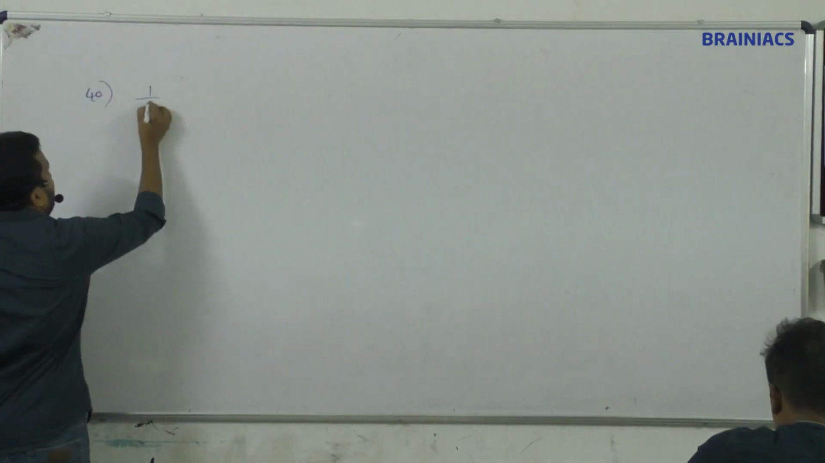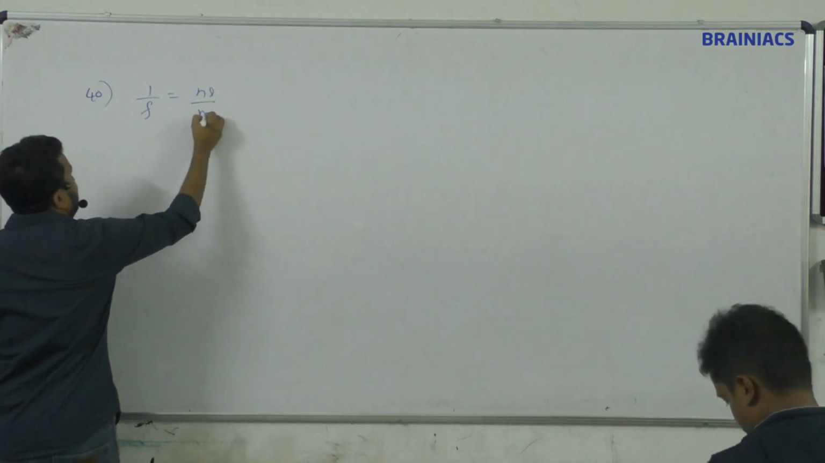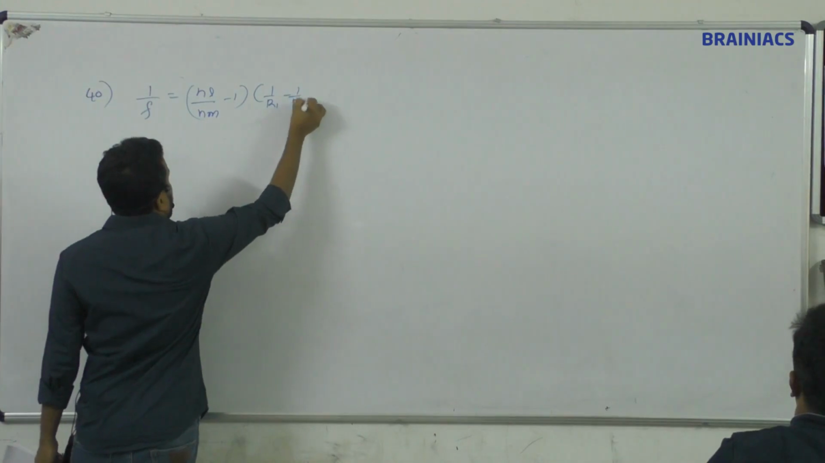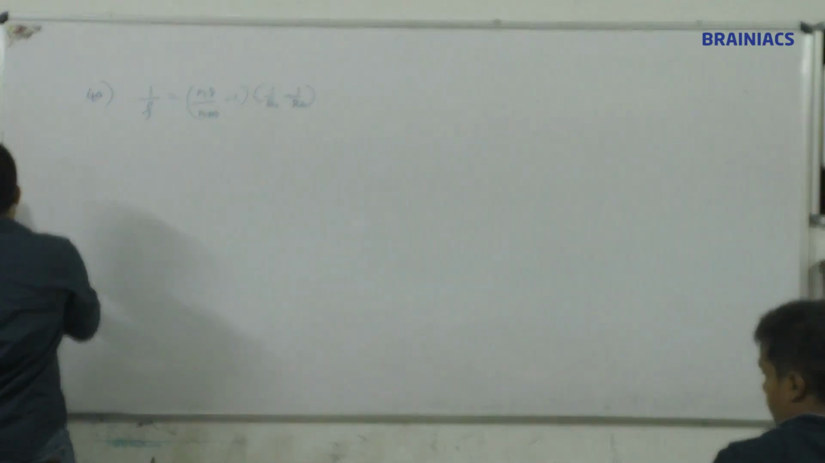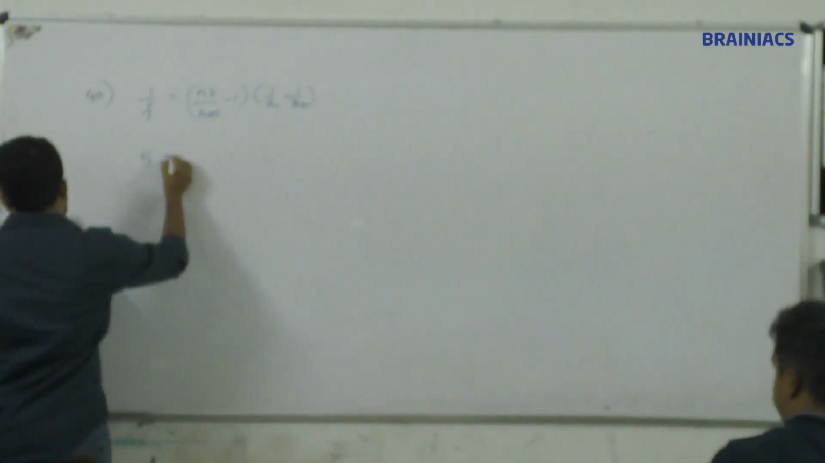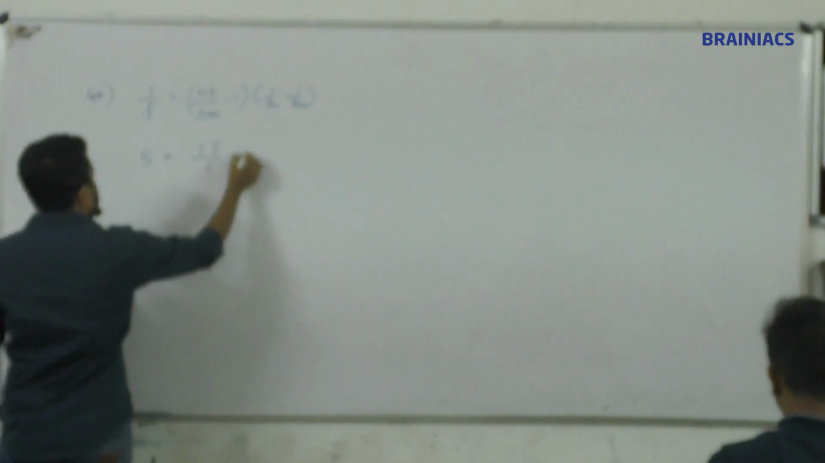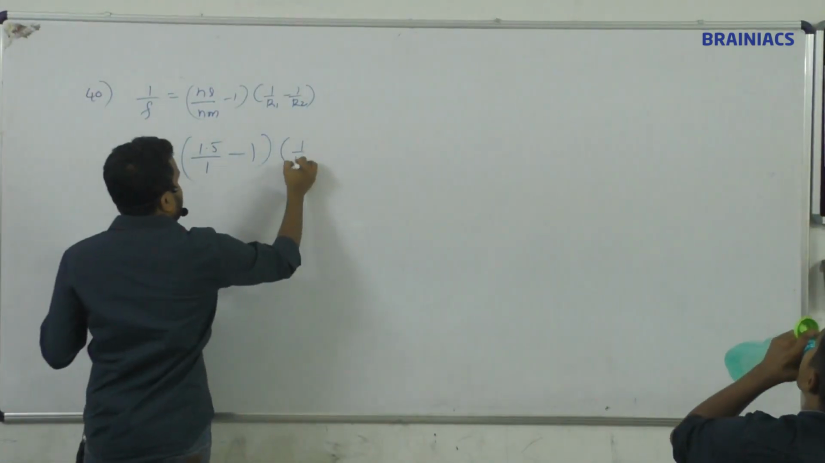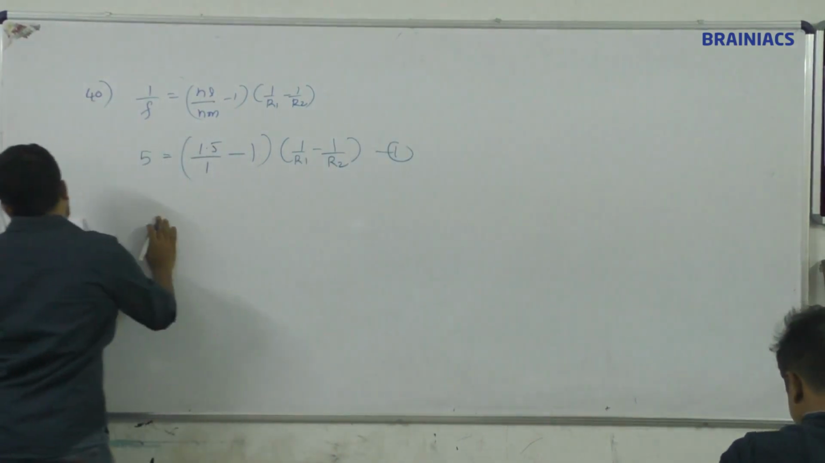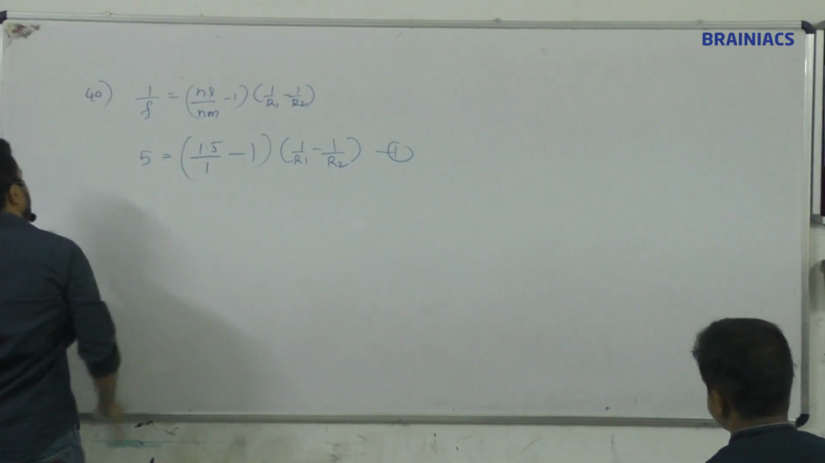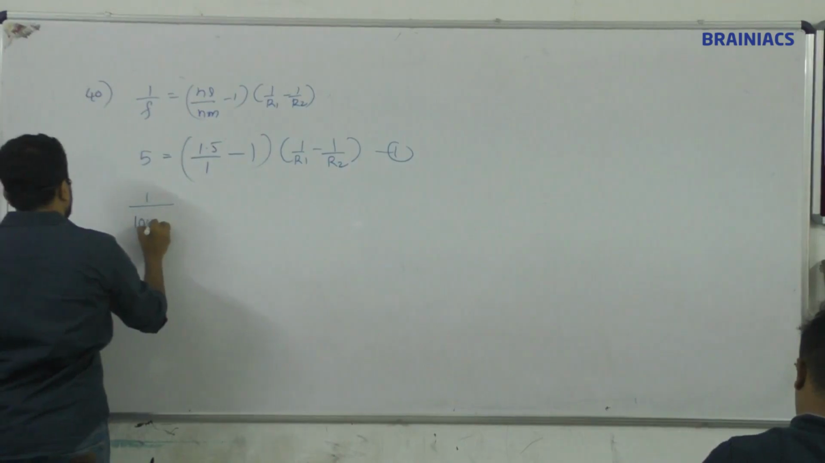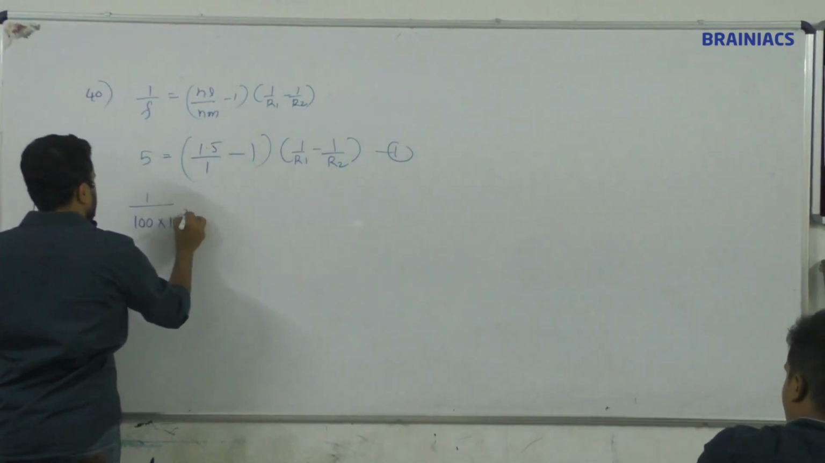What is the lens formula? 1 by f is equal to NL divided by NM minus 1 into 1 by R1 minus 1 by R2. First case: lens power is given, 5 diopter, equal to the lens refractive index 1.5, medium is air, into 1 by R1 minus 1 by R2. Equation number 1. Second case: we have to get a focal length, so I am also converting to meter, 100 into 10 power minus 2.